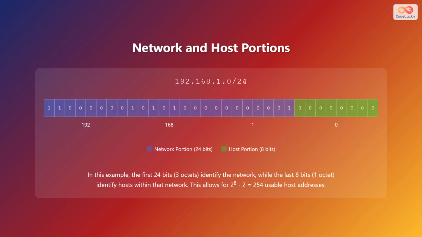Let's take a closer look at how an IP address is structured into network and host portions. Consider the IP address 192.168.1.0/24. Here, the /24 indicates that the first 24 bits are for the network, while the remaining 8 bits are for the host. Visually, the first 3 octets are labeled in blue, representing the network portion, and the last octet is labeled in green, representing the host portion. In this example, the first 24 bits identify the network, and the last 8 bits identify hosts within that network. This allows for 2 to the power of 8 minus 2, which equals 254 usable host addresses.